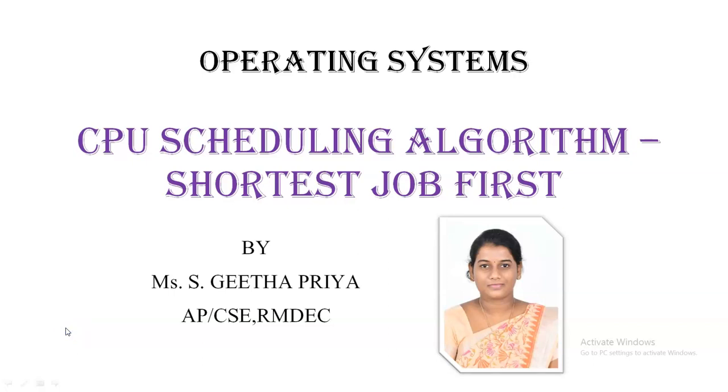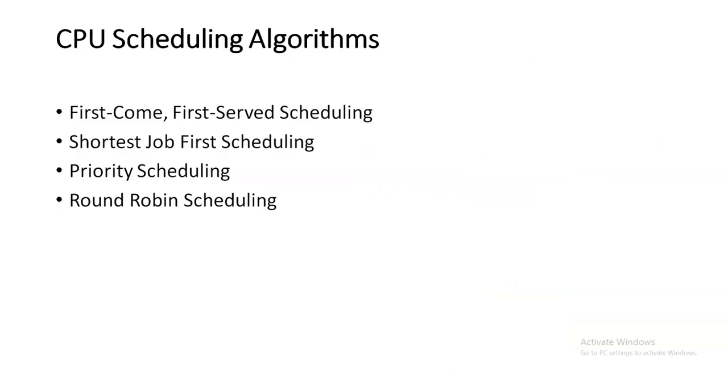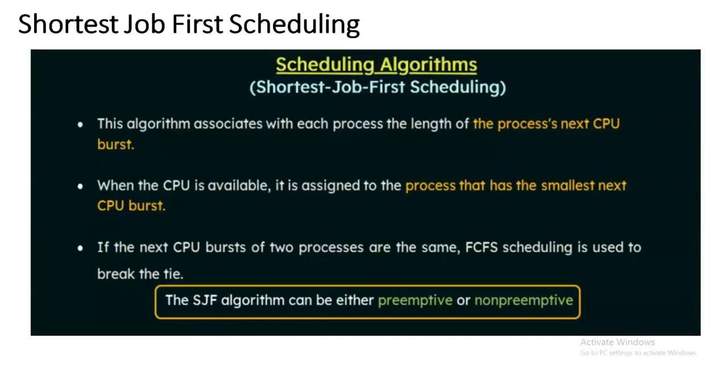Hello everyone. In this lecture we'll be seeing about shortest job first scheduling algorithm. In CPU scheduling algorithm we'll be having four types like first come first serve, shortest job first, priority and round robin. The first come first serve scheduling algorithm has been discussed in the previous video. You can refer to FCFS there. In this video we'll be particularly seeing about shortest job first scheduling algorithm.